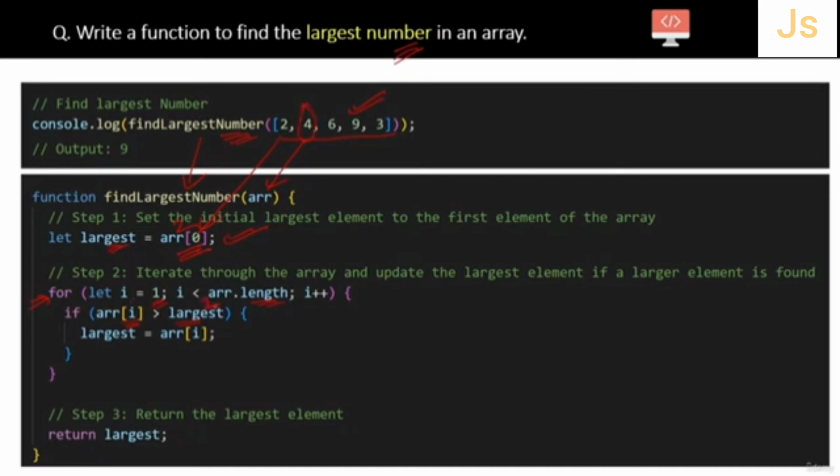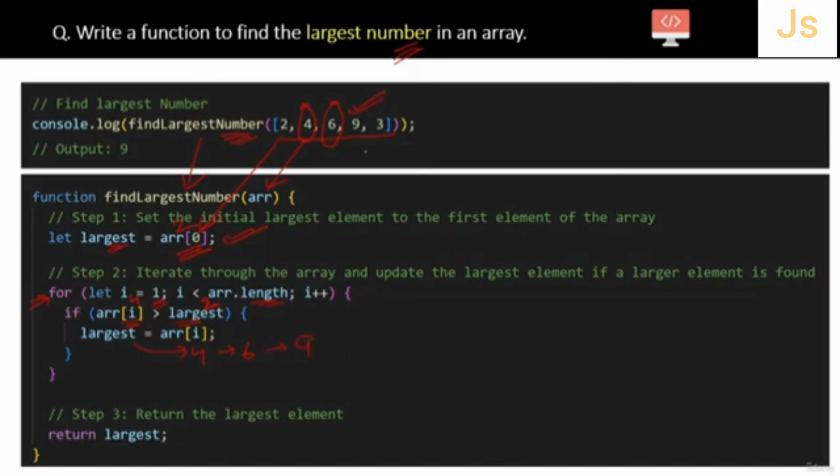If the current element 4 is greater than this largest element 2, which it is, yes, then we will assign the current element to the largest element. So the largest element will be 4 now. Then we will do the next iteration and the comparison, and this we will do and get the first 4, then 6 is greater, and at last we will get the 9.